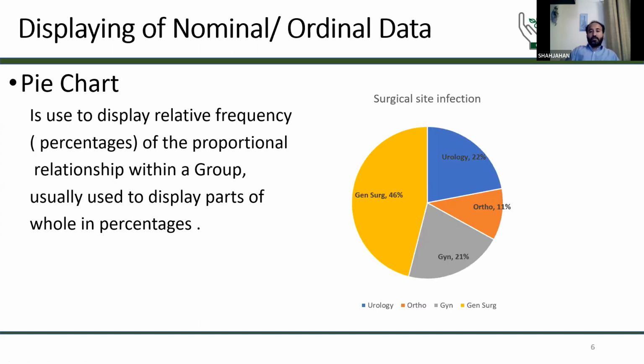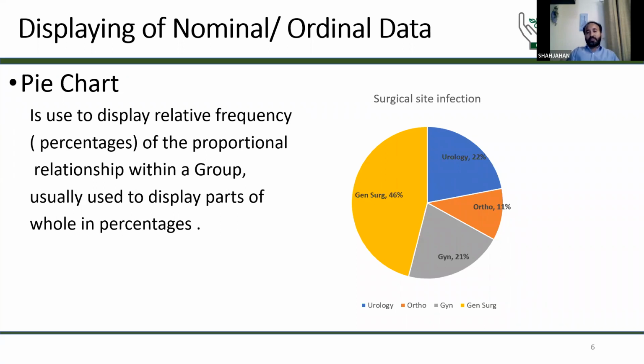So first of all, the pie chart. This is a very common chart which we use in our life whenever we are giving a presentation. We choose this chart when we want to display relative frequency percentages of a proportional relationship within a group, usually used to display parts of a whole percentage. Like we have any data we want to divide, and we want to show the percentages or the groups or the parts of that data.